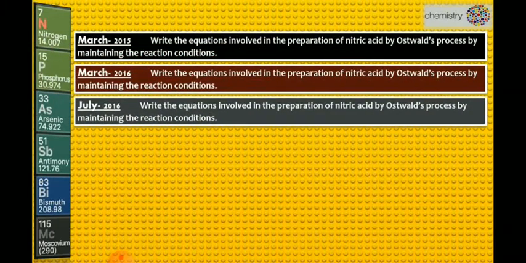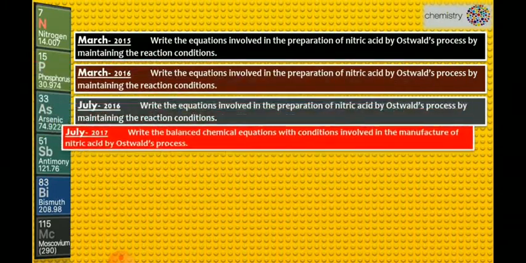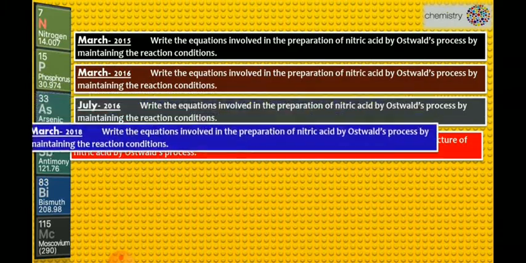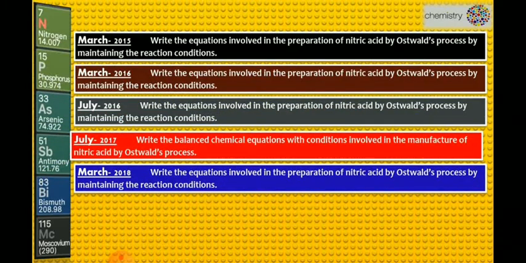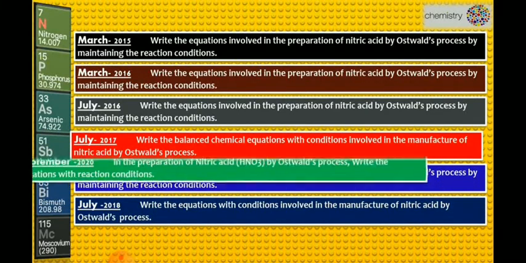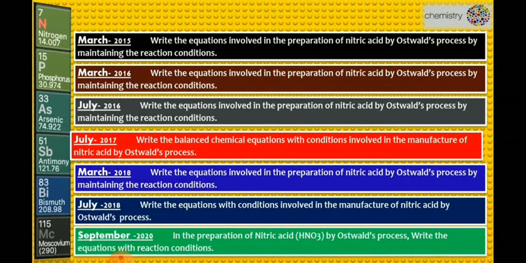July 2016, same question was there. Next year, July 2017, the same question: write the balanced chemical equations with the conditions involved in the manufacture of nitric acid by Ostwald's process. The same question was there in the March 2018 and July 2018 question papers, and even in the very recently held examination, September 2020: in the preparation of nitric acid by Ostwald's process, write the equations with reaction conditions. Got the importance of this method.